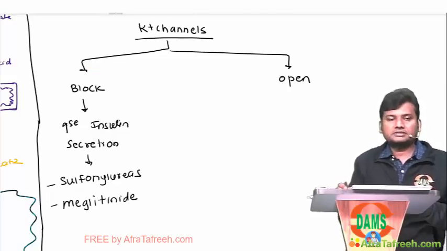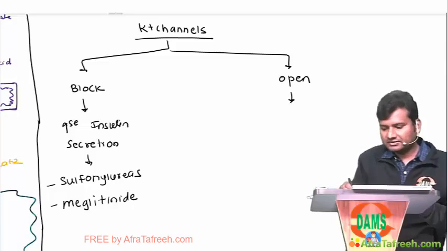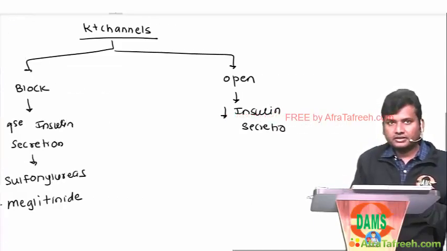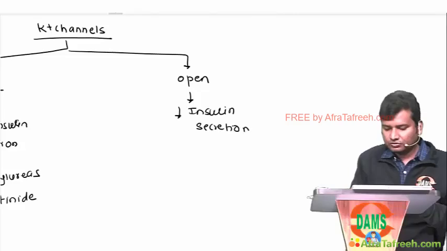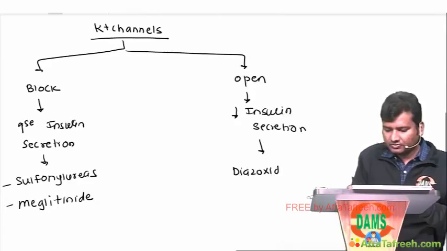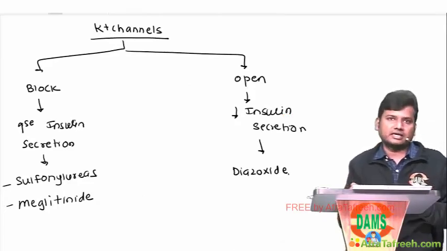And drugs which can open potassium channels will decrease insulin secretion. These drugs are used in insulinoma. Name of the drug is diazoxide.